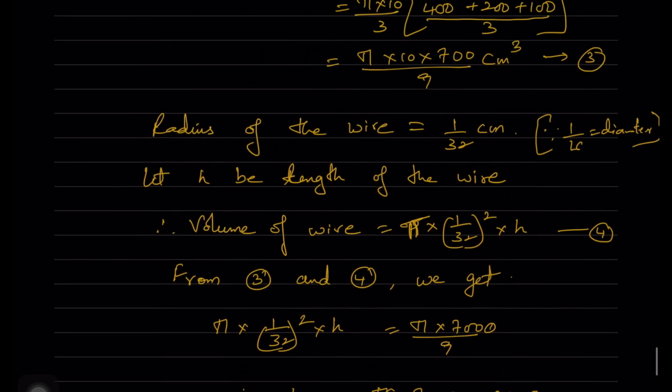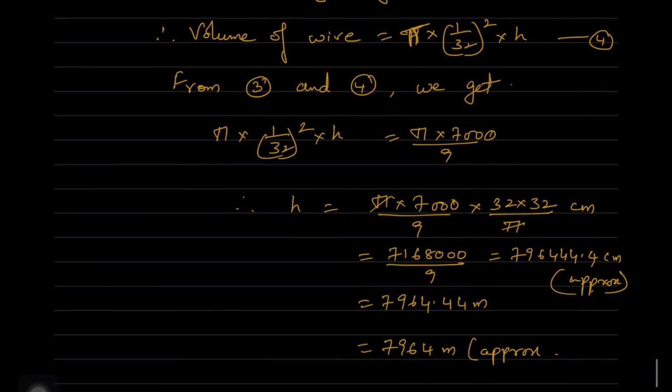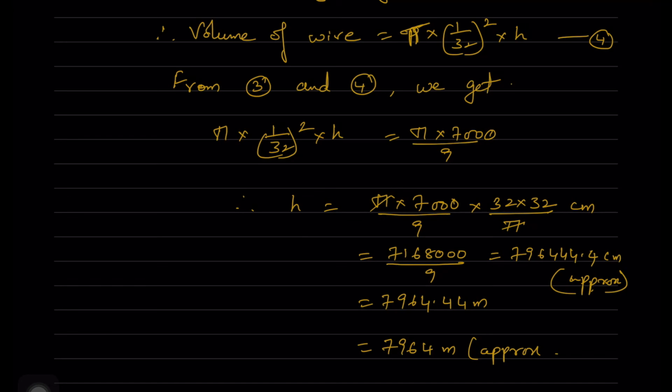So from 3 and 4, both are equal. The volume of the frustum is equal to the volume of the wire, because we have to find out how much wire we are using. Therefore, from that we are finding out the height. So pi into 1 by 32 whole square into h is equal to pi into 7000 divided by 9. Therefore h is equal to pi into 7000 by 9 into 32 into 32 by pi. So pi will get cancelled.